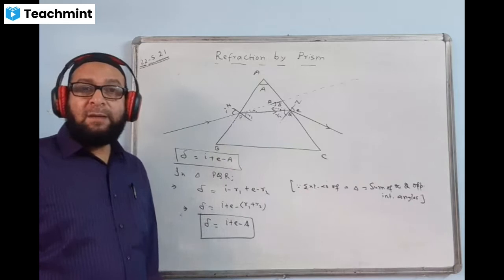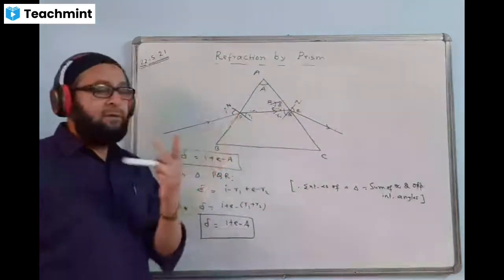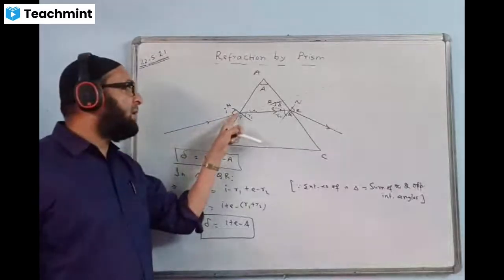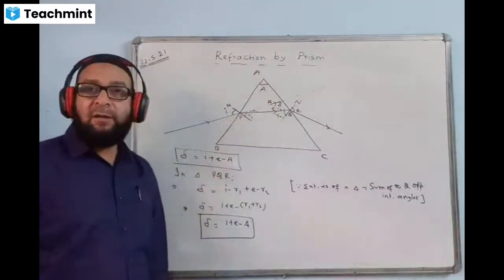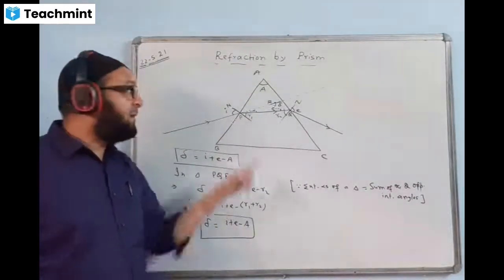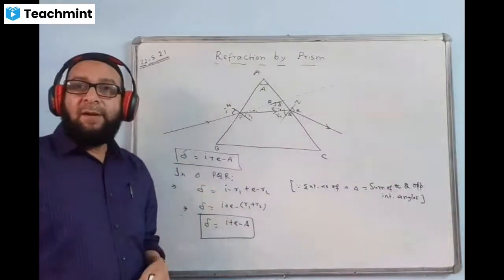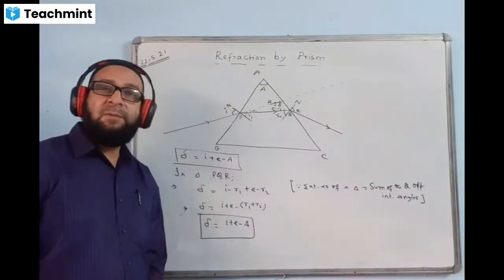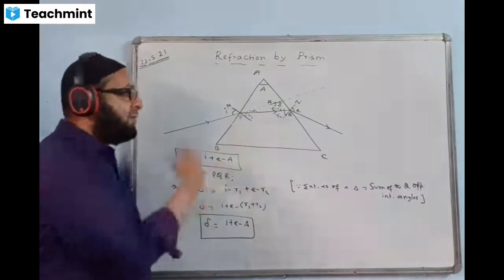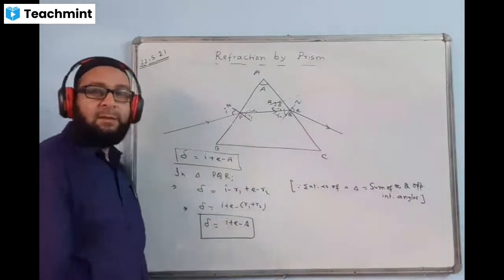In a prism, the formula is different. Why is the formula different? Because in a prism, refraction takes place at two surfaces, one surface here and another surface here. So do not get confused. Delta can be I minus R or R minus I when refraction takes place only at a single surface. But here there are two surfaces, so we have a different formula altogether: delta is equal to I plus E minus A.